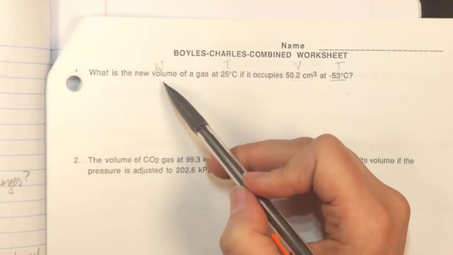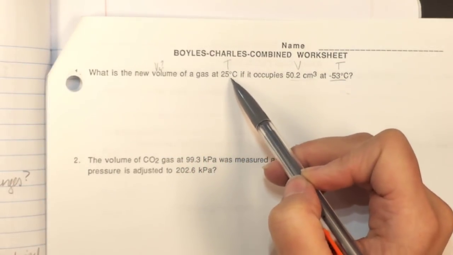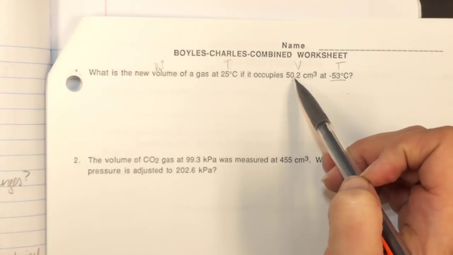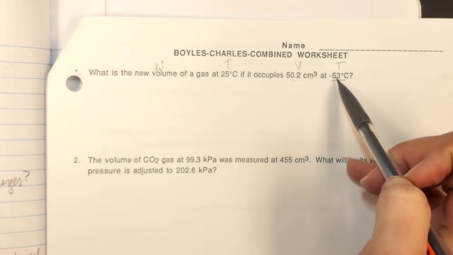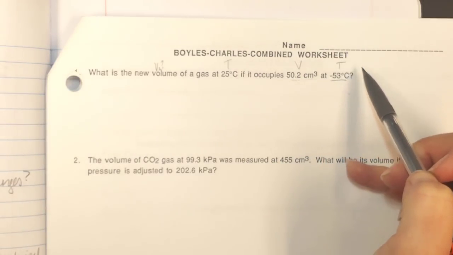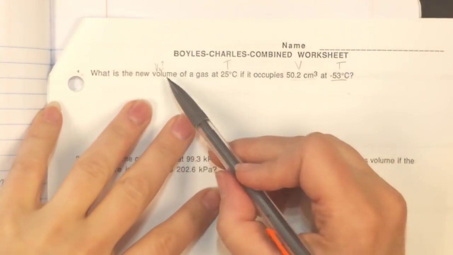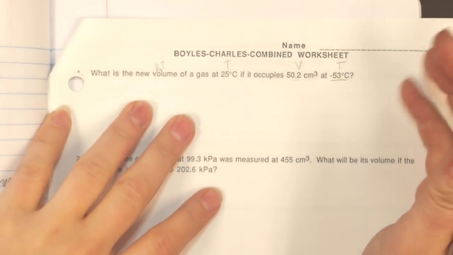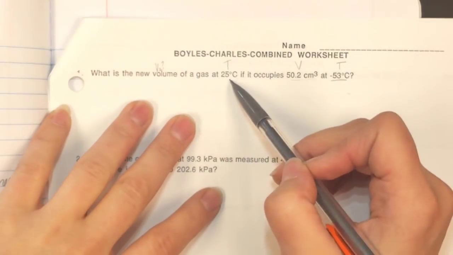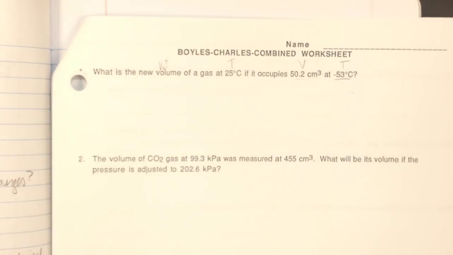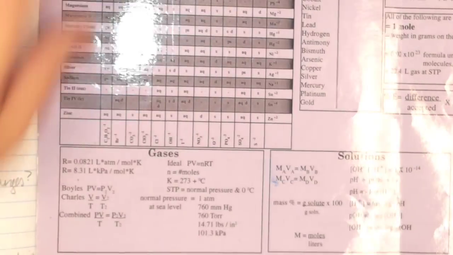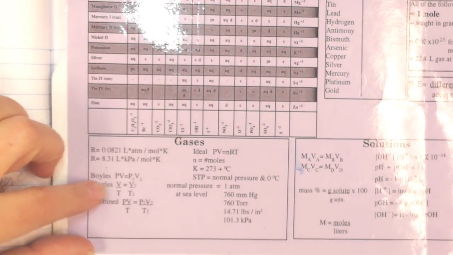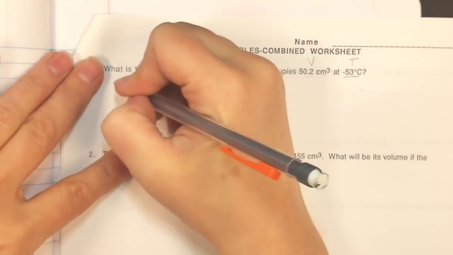What is the new volume of a gas at 25 degrees Celsius if it occupies 50 cubic centimeters at negative 53 degrees Celsius? All right, I've got a volume, a temperature, and a volume and a temperature. Do I have an equation that just talks about volume, temperature, and volume and temperature? Volume, temperature, volume, temperature. Hey, it's a Charles equation. All right, so let's make the equations list.